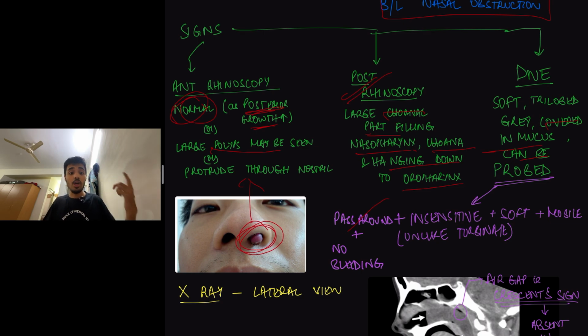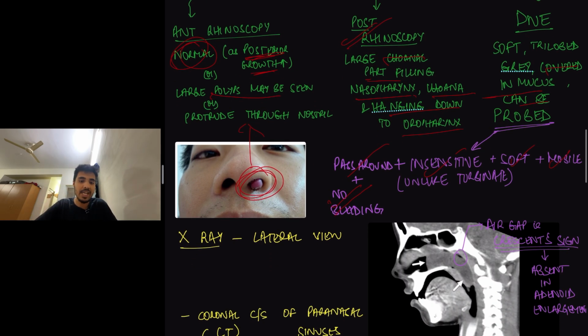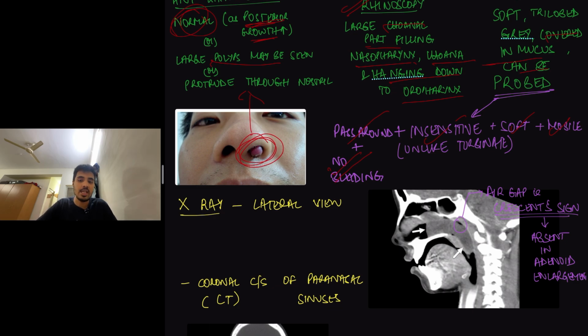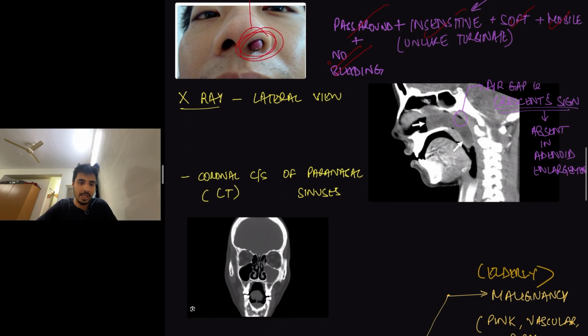And polyp is insensitive, it is just edematous mucosa. Whereas if I touch the turbinate using a probe, the patient will immediately start sneezing, start feeling discomfort. Then polyps are soft, turbinate is bone, it is hard. Polyps are mobile and there is no bleeding when you touch a polyp. Whereas if it is a turbinate and you touch it with a lot of force, or if it is any malignancy, highly vascular, if it is angiofibroma, then there is a chance of bleeding. So that helps us differentiate it from turbinate hypertrophy.